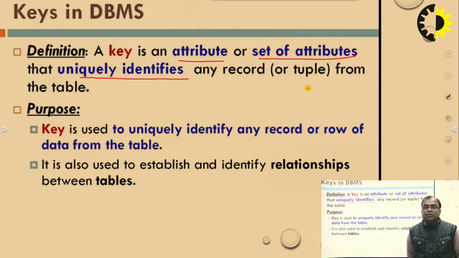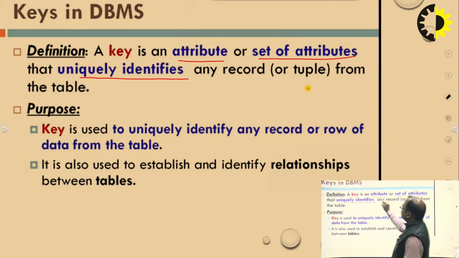What is the purpose? Why do we study keys in DBMS? Because, as we know, a key is used to uniquely identify any record. If we want to fetch any record from a huge amount of data, a very big table, then it is very important to have this type of key. So a key is used to uniquely identify any record or row of data from the tables. Any row we can find with the help of this.